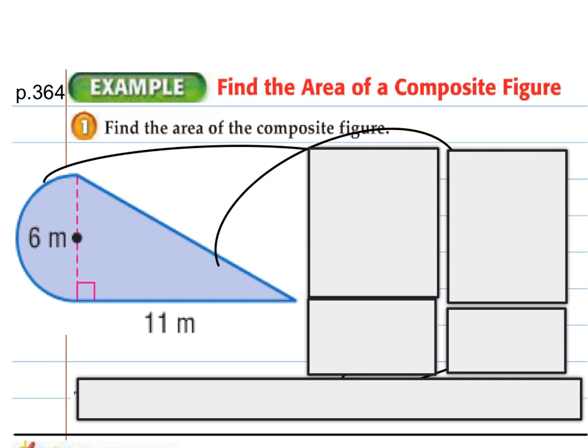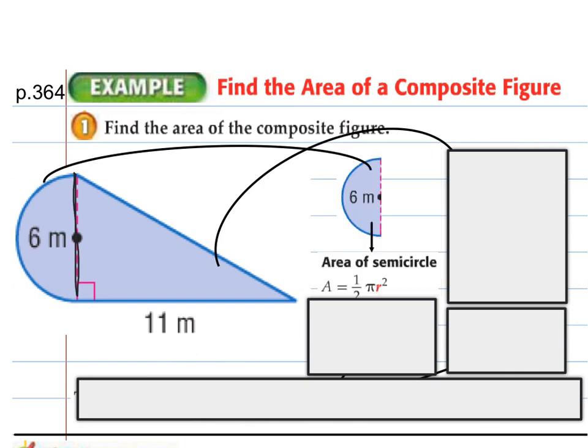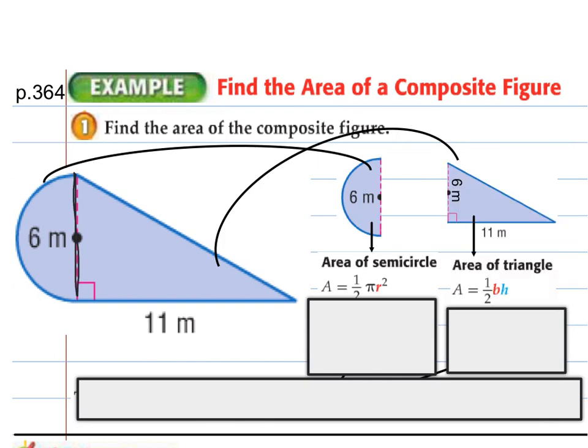So now let's put that knowledge to use and find the area of a composite figure. So we're going to find the area of this composite figure. Looks to me like it's already kind of cut for us. I am going to cut this composite figure right here and make two shapes. The first shape is a semicircle, and the second shape is a triangle.